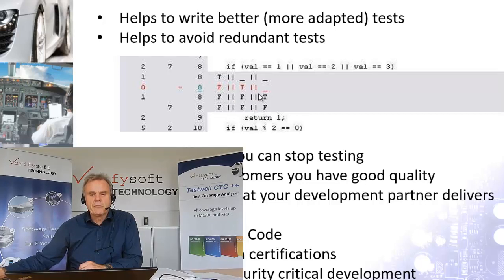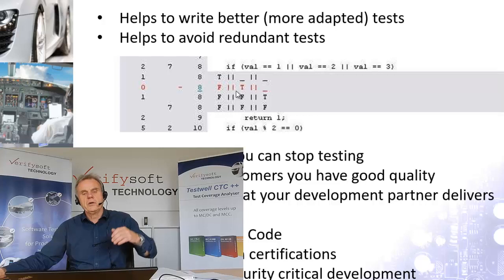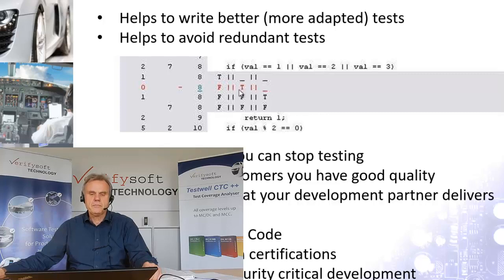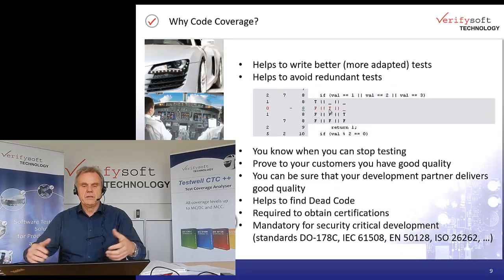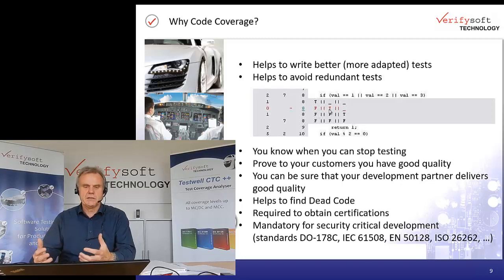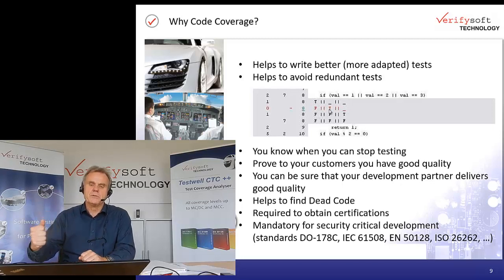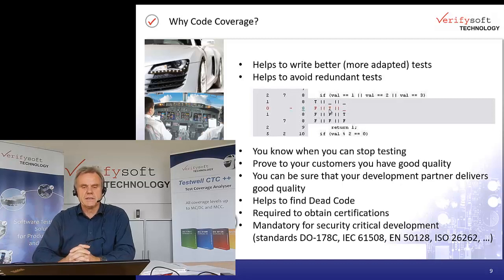What is missing is the red part here. So we need to write a test case where the first value is false, so something else than 1, and where the second is true, so we need here the value 2 to fulfill this test case. Then we increase our coverage, and this will be shifted from red to black in our coverage report. So it means better test cases, more adapted test cases. You can see what is missing and provide these test cases.